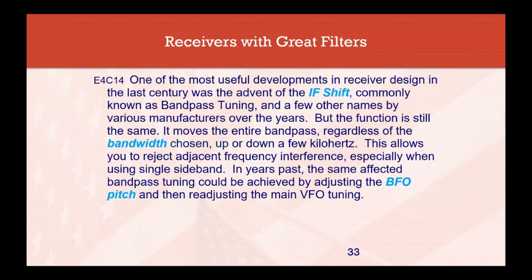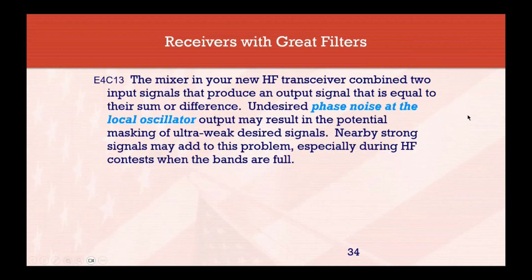So regardless of the bandwidth chosen, we move it up or down a little bit. Allows you to reject adjacent frequency interference, nearby signals, in other words, especially when using SSB. In years past, the same effective bandpass tuning can be achieved by adjusting a beat frequency oscillator pitch. We don't generally do that now, but on some older radios, that still may be the case. You adjust the BFO and then adjust the main frequency tuning. That's not part of the question, by the way.